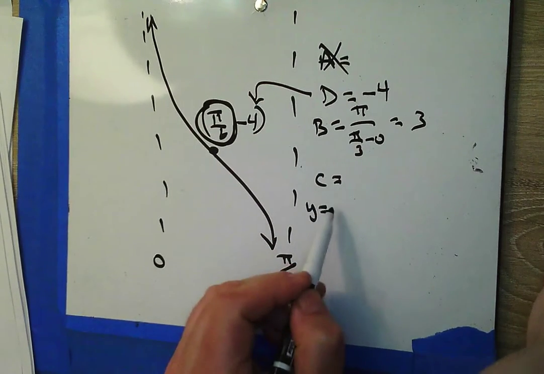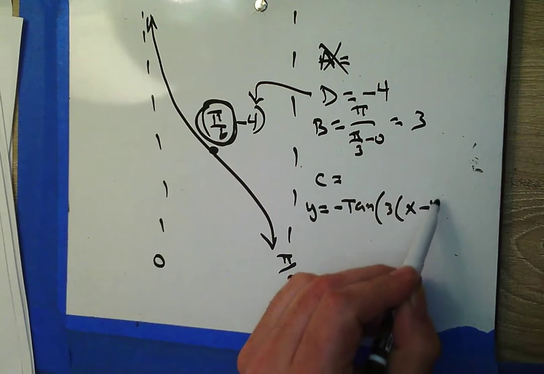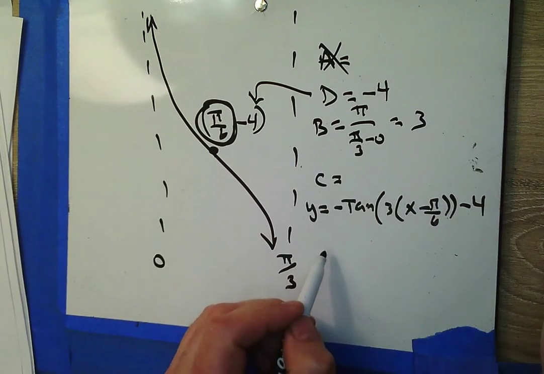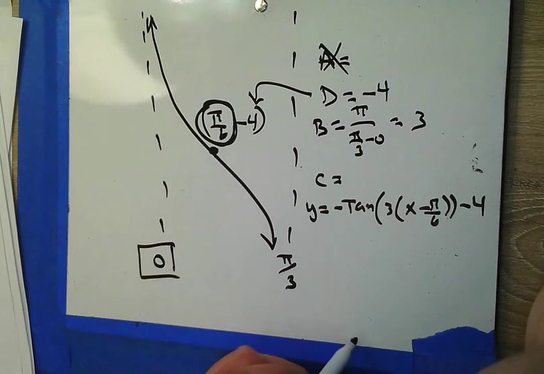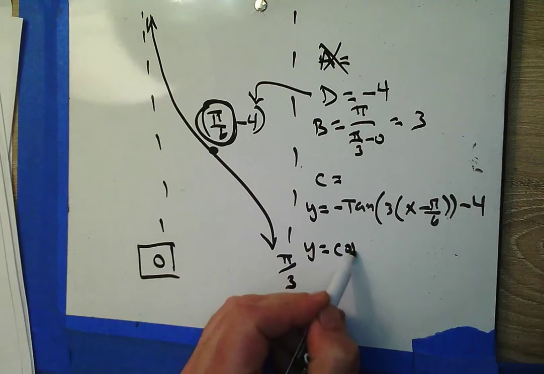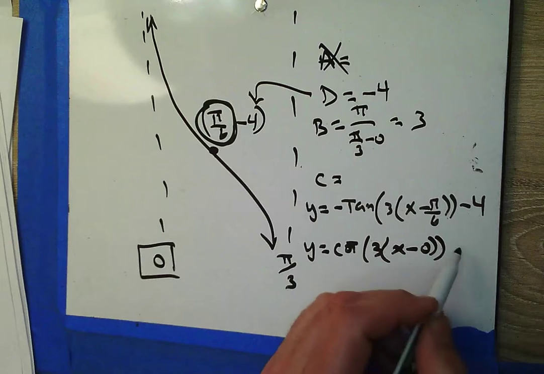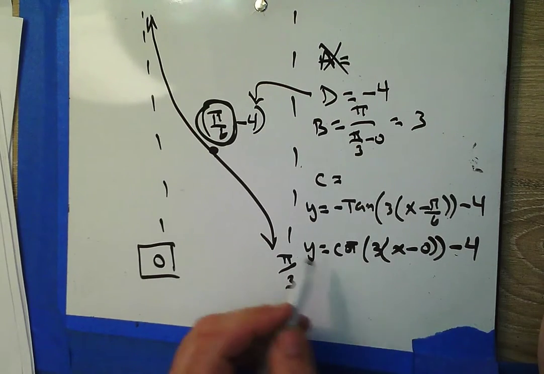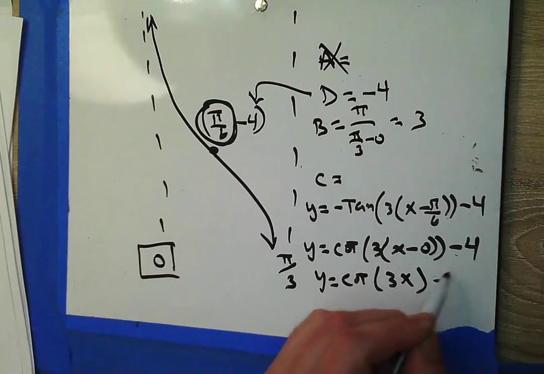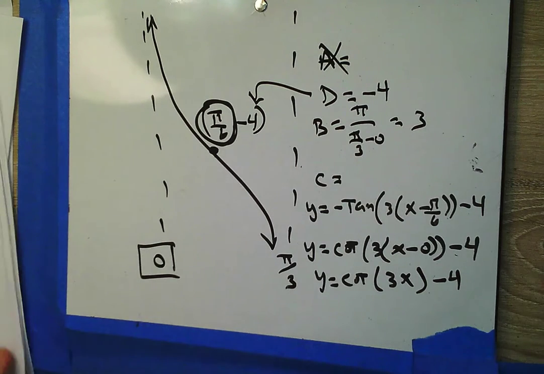So y equals negative tangent 3x minus pi over 6 minus 4. But if we're writing this as a cotangent graph, then that's my c value, and I have no shift. Y equals cotangent 3x minus 0, if you like, minus 4. Or you could just write y equals cotangent 3x minus 4, and that would be fine as well. Okay, let's do 2 more.